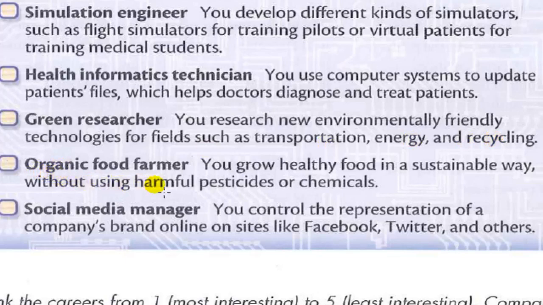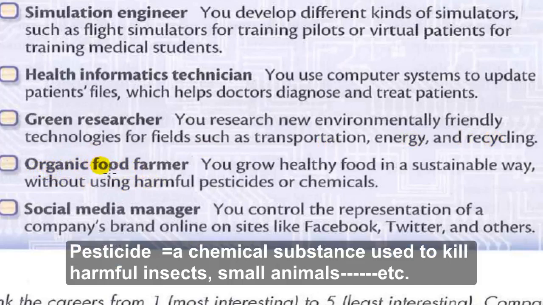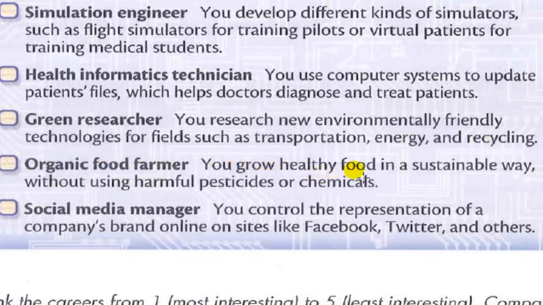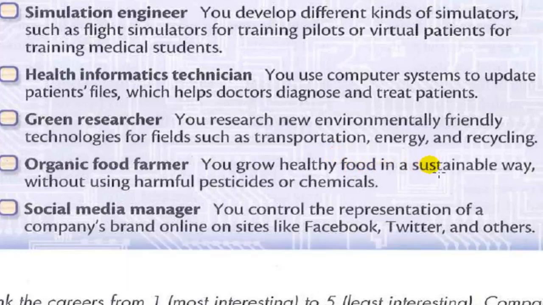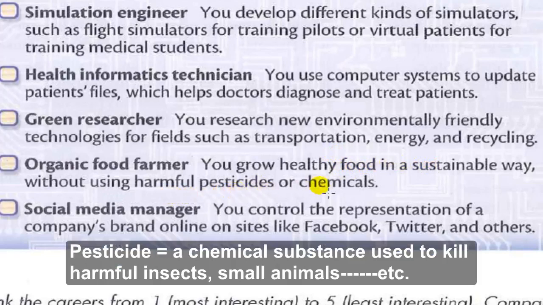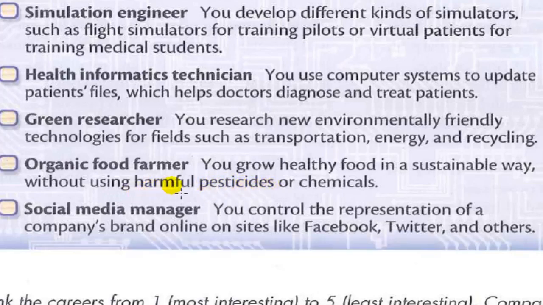Organic food farmer. You know, organic food without chemicals, food without pesticides. So you grow healthy food in a sustainable way. You grow healthy food, and this food is healthy. It doesn't harm the environment without using harmful pesticides or chemicals. Pesticides, of course, we use them to kill insects. We use pesticides to kill small animals. So they are substances to kill bad insects and animals in the fields, in the agriculture land.